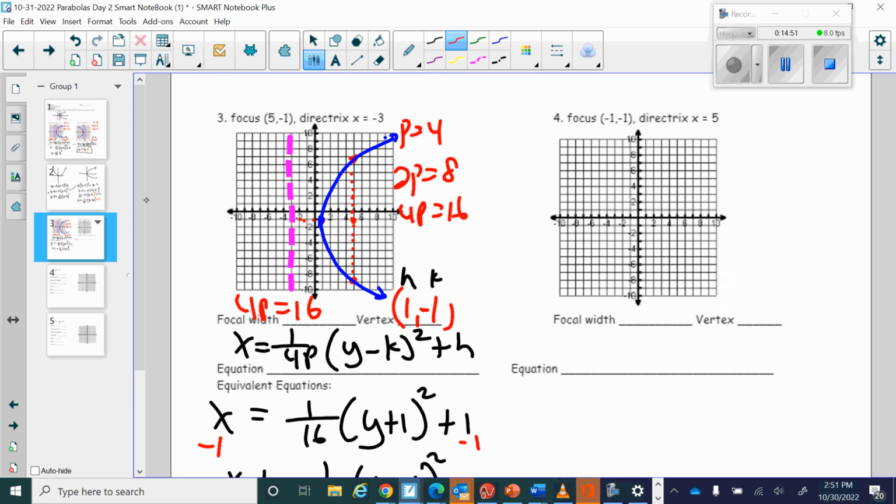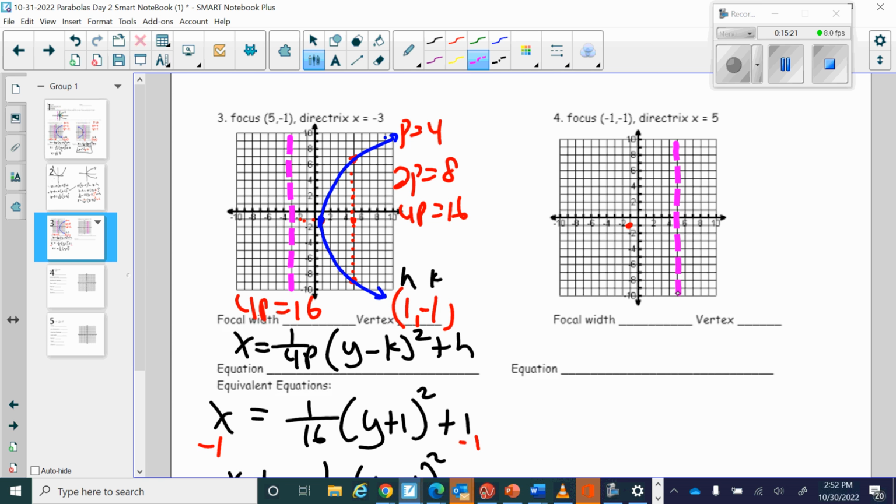Okay, let's try number 4. Negative 1, focus is negative 1. That's right here. That's my focus, and my directrix x equals 5, which is this line right here. A little bit off. Let's see. Trying to draw a straight line freehanded. Okay, that's correct. Yeah. -1, -1. Okay, good. And so my vertex now.